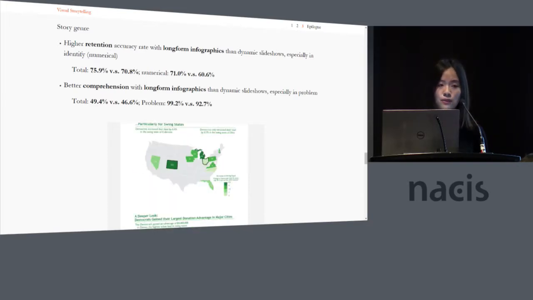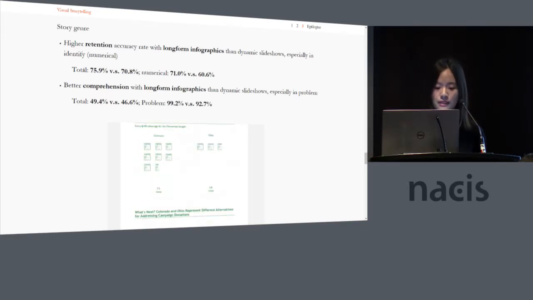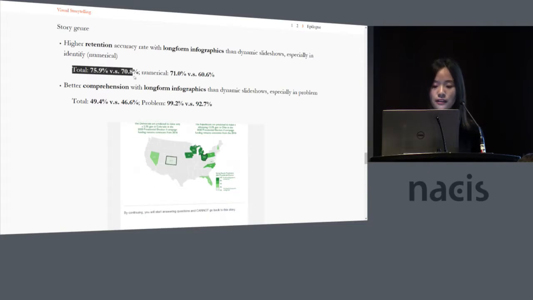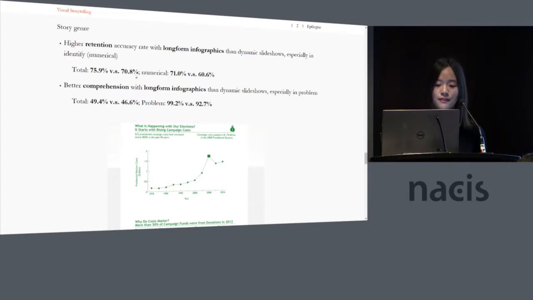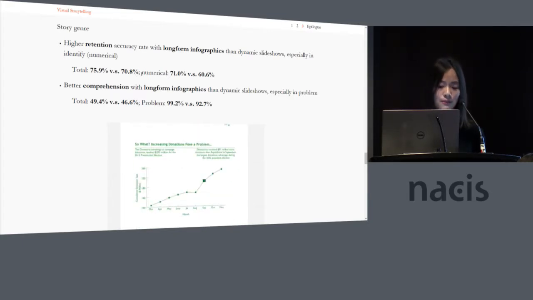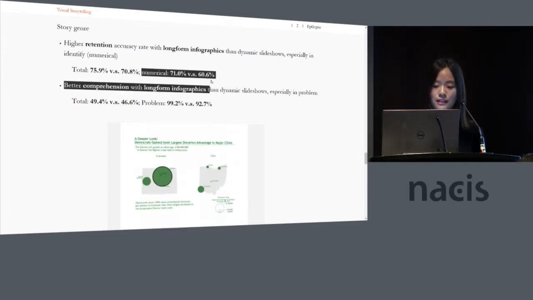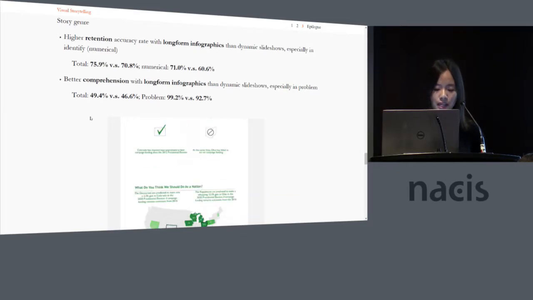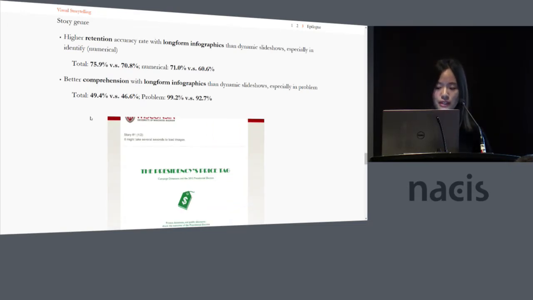The first number is for long-form infographics. The second number is for dynamic slideshows. We can see that when it comes to overall accuracy rate, this difference is nearly 5%. So long-form infographics have a certain advantage over dynamic slideshows. And this gap becomes even larger when it comes to identifying numerical facts. It's nearly a 10% advantage.